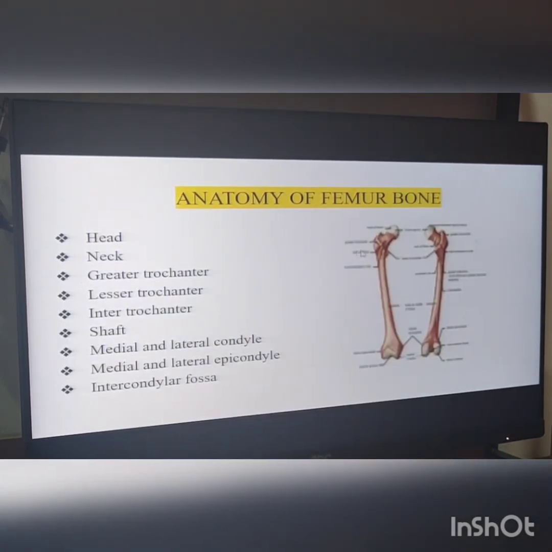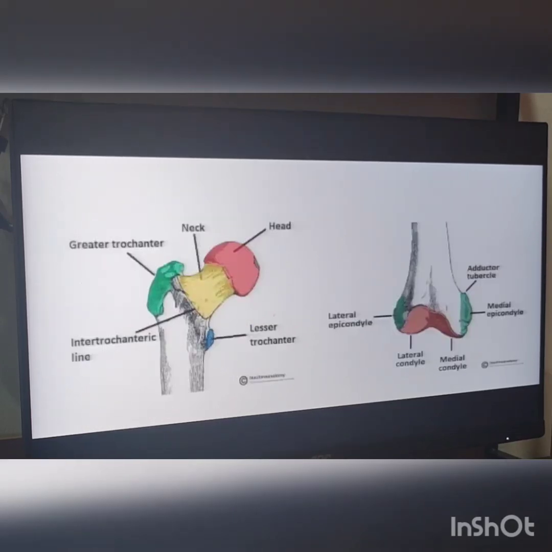This is the anatomy of the femur bone. The femur bone is located at the leg, at the thigh. So the anatomy comes with head, neck, greater trochanter, lesser trochanter, intertrochanter, shaft, medial and lateral condyle, medial and lateral epicondyle, intercondylar fossa. In this picture you can't see clearly what is labeled here, so I already divided the femur bone into the upper and the lower part.